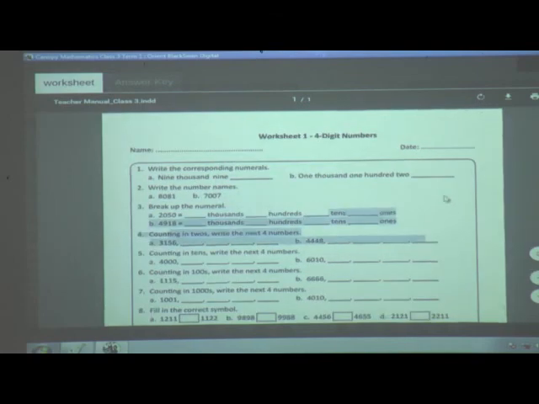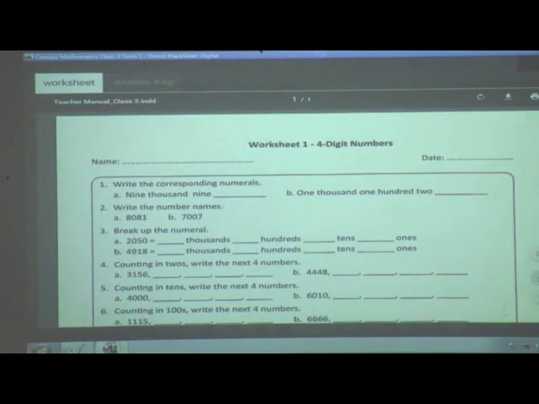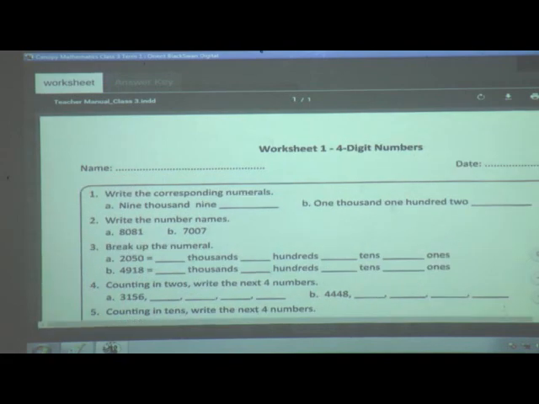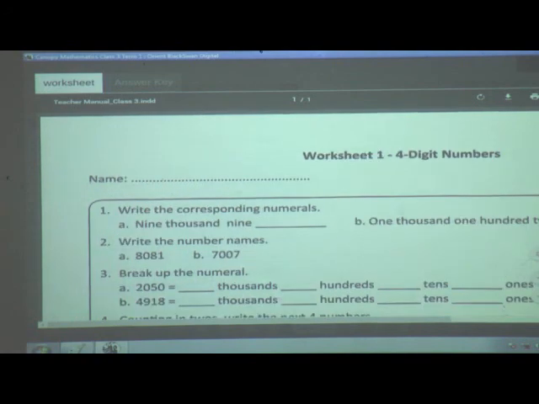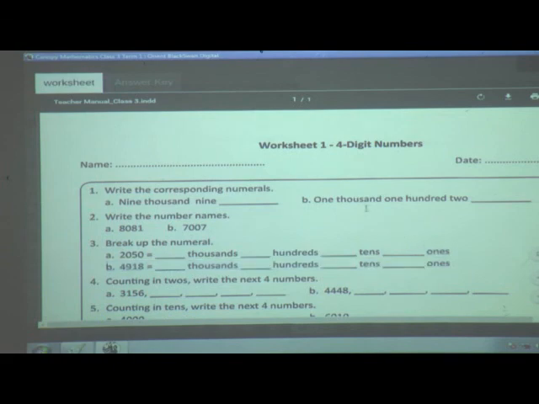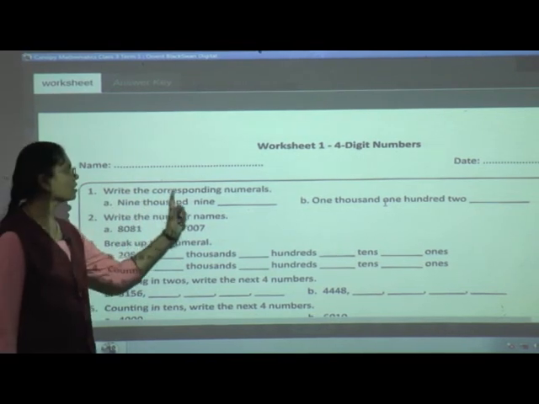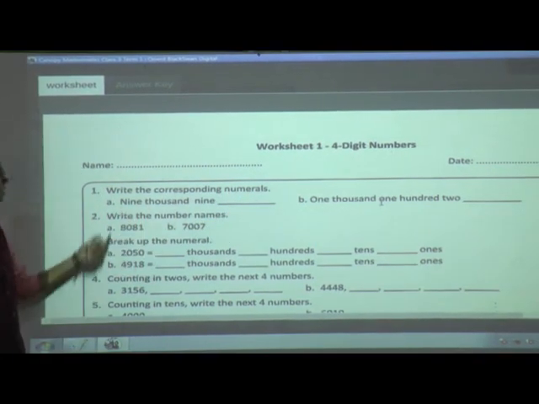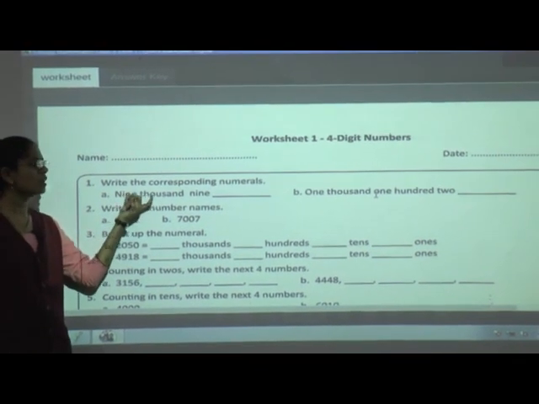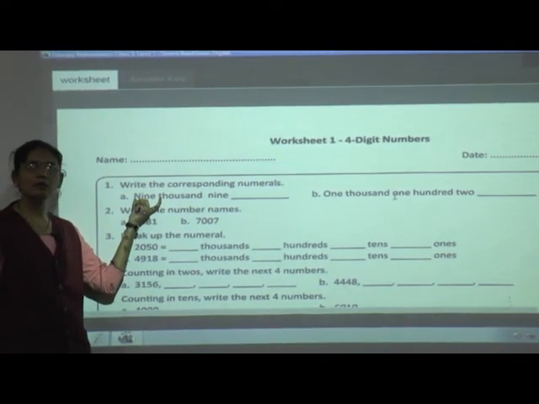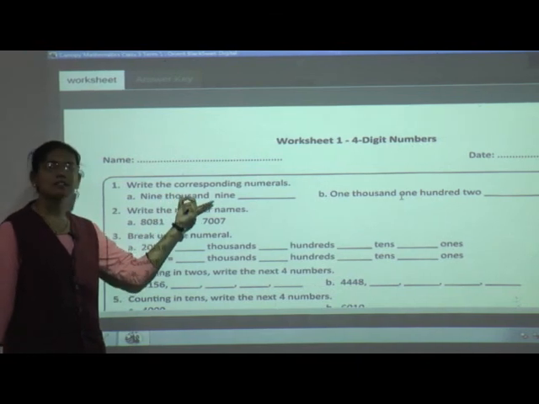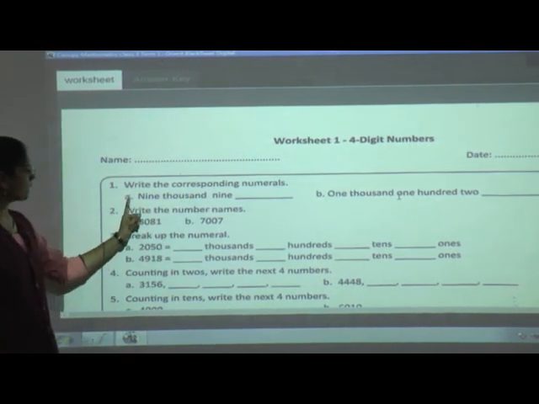Can you see, students? Yes? Now is this visible? Okay. Now see here. The first question is, write the corresponding numerals. Here they have given us the number name, and what do we have to write? We have to write the number. Okay.